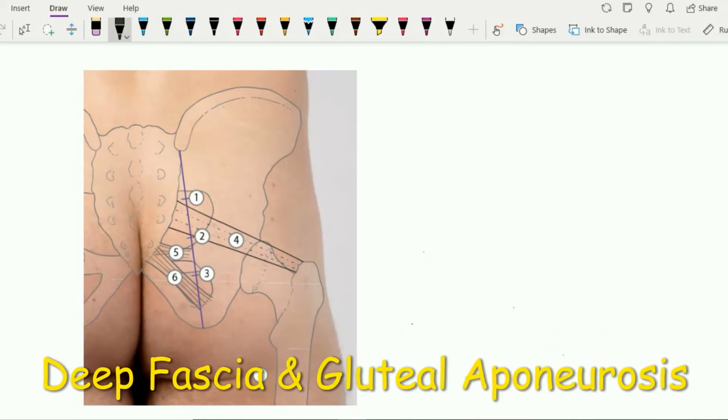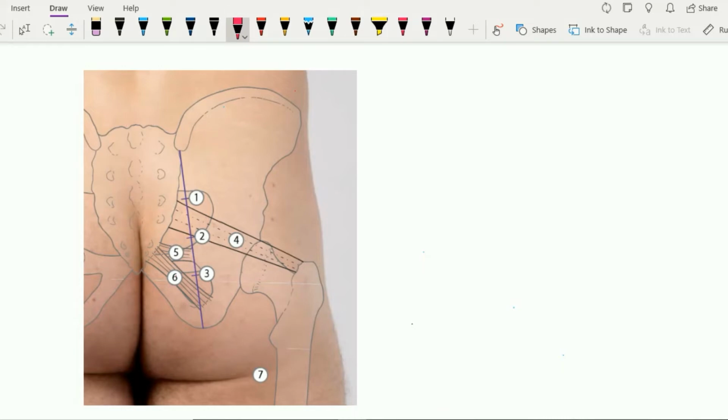Now let's see the deep fascia of the gluteal region. Before going into detail of the deep fascia of the gluteal region, let me draw the outline of the two muscles which are present in the superficial part of the gluteal region. One of them is the gluteus maximus muscle. The upper border is somewhere like here, and the lower border is somewhere like this. And one more muscle, the tensor fascia lata, arises from somewhere here, and the outer side is present somewhere here.